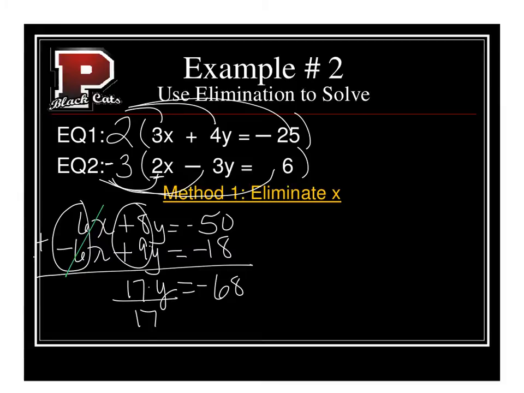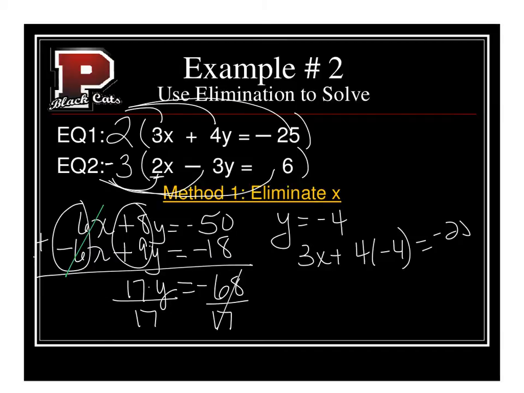I do multiplication with division. So negative 68 divided by 17 is 4, so y equals negative 4. Then all I have to do to get the other answer is plug that -4 back in. So 3x plus 4 times -4 equals -25. So 3x minus 16 equals -25.